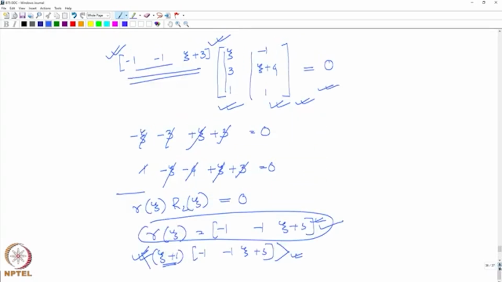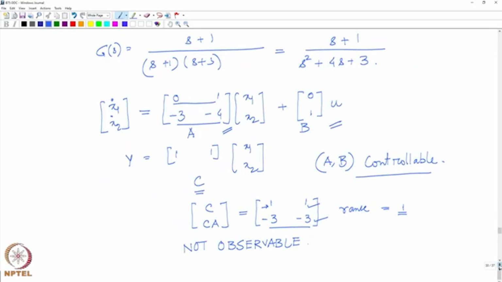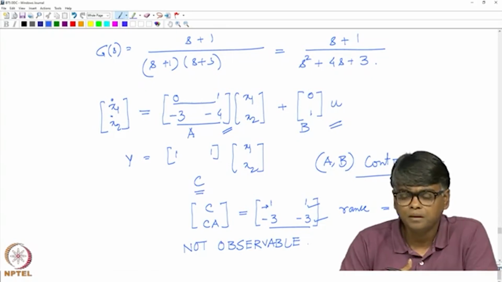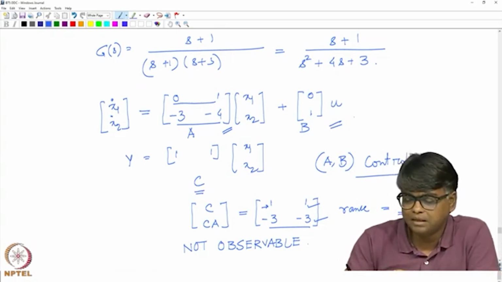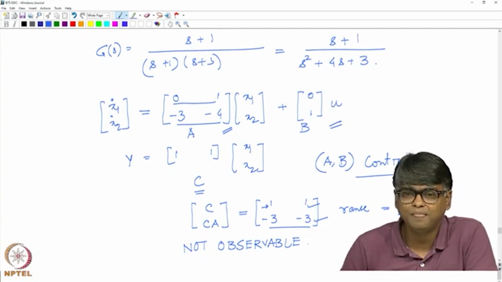So, what is the reason for this to happen? Although I had a state space representation which was second order, but ultimately when I eliminated the state variable, I got a first order system. The reason is that by the very construction I have made sure that it is controllable and not observable.